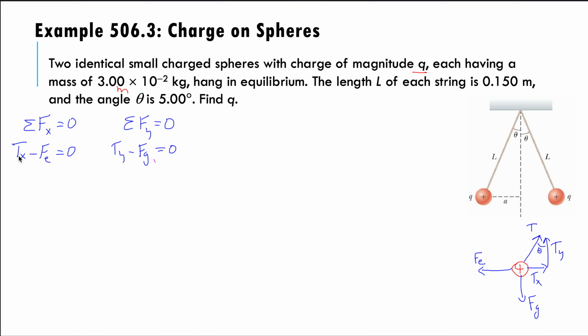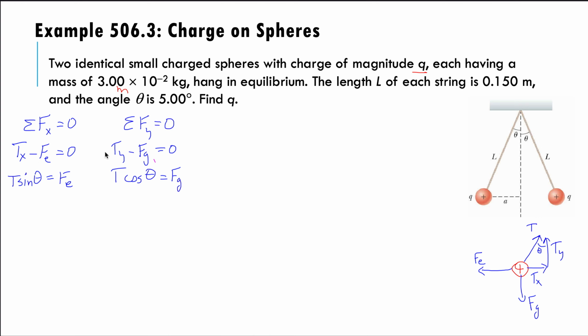Go ahead and write down the components in terms of the angles. Tx is opposite the angle, so it's going to use sine. The hypotenuse is T, so T sine theta. And go ahead and bring Fe to the other side, equals Fe. And then T cosine theta for Ty, since it's adjacent to the angle, that's equal to Fg.